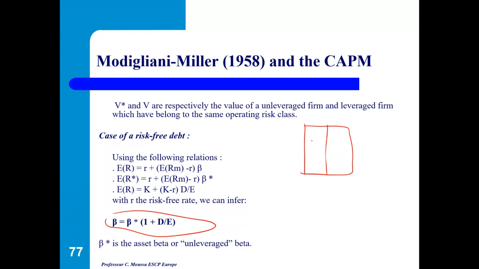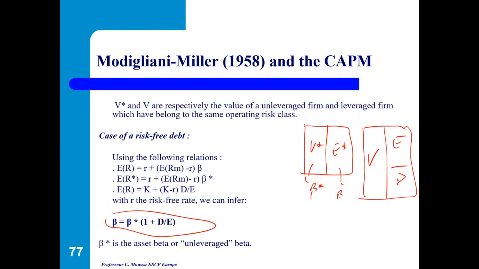Imagine that you have a leveraged firm and an unleveraged firm. The leveraged firm and unleveraged firm do not have to have the same size. It's not a problem. And of course, we call beta the operating beta, but it is also the beta of the equity of this firm. I call beta the beta operating because the two companies are in the same risk class. So we have two companies that have the same operating risk, but you don't have the same capital structure.